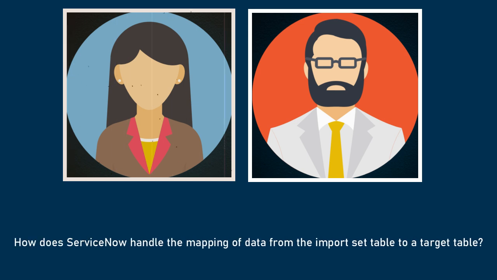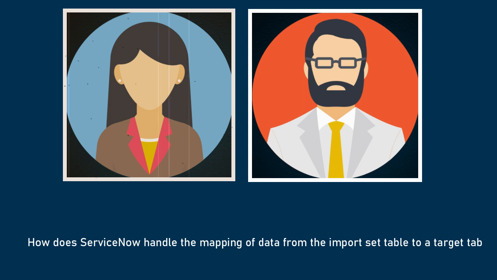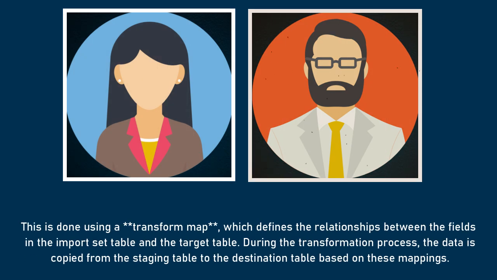Interesting. How does ServiceNow handle the mapping of data from the import set table to a target table? Sure, this is done using ServiceNow transform maps, which define the relationship between the fields in the import set table and the target table. During the transformation process, the data is copied from the staging table to the destination table based on these mappings only.